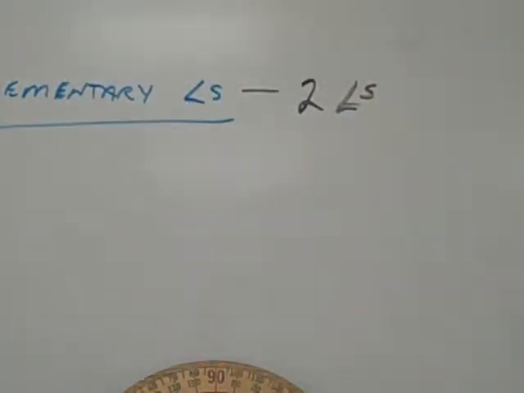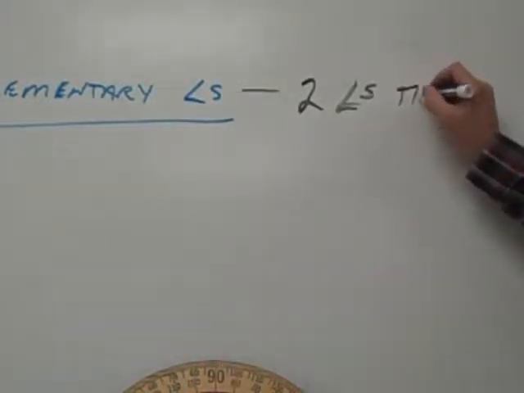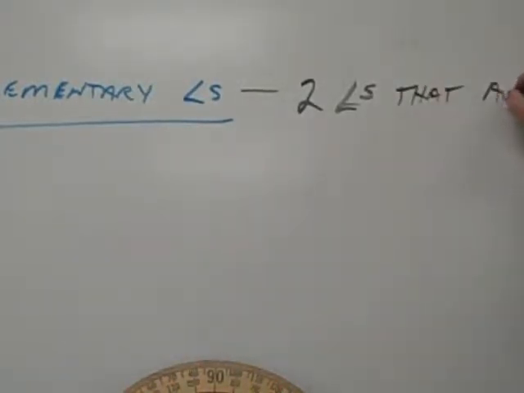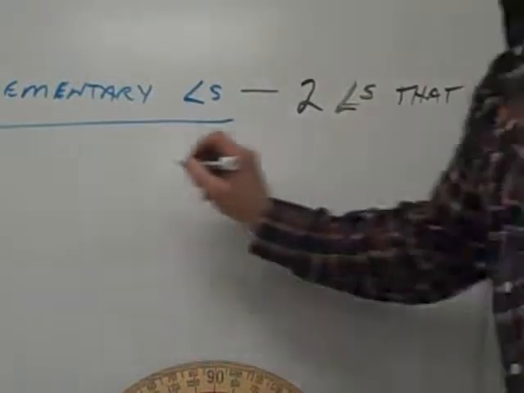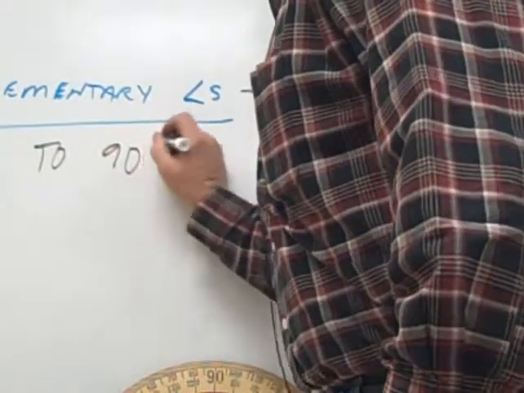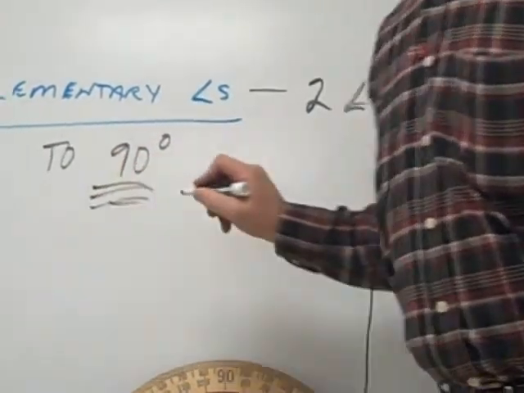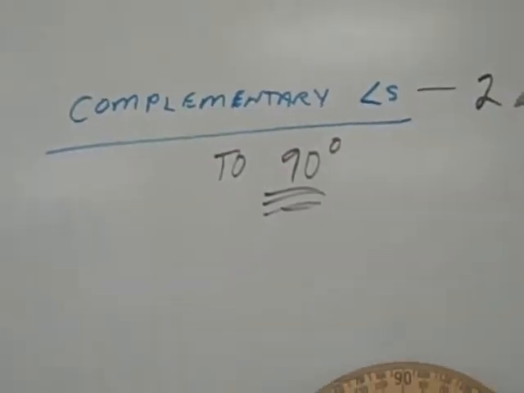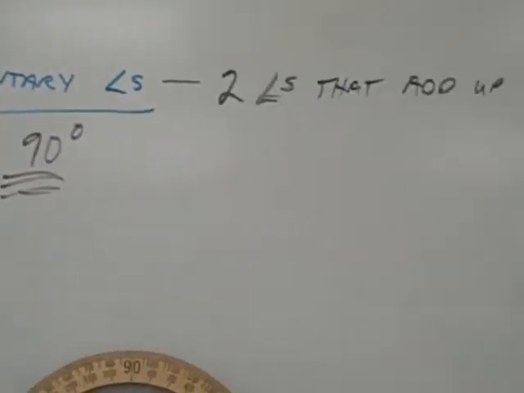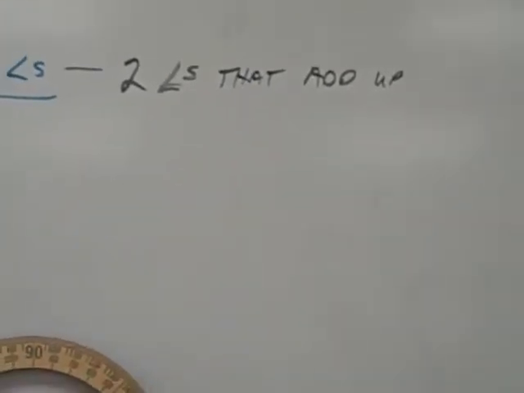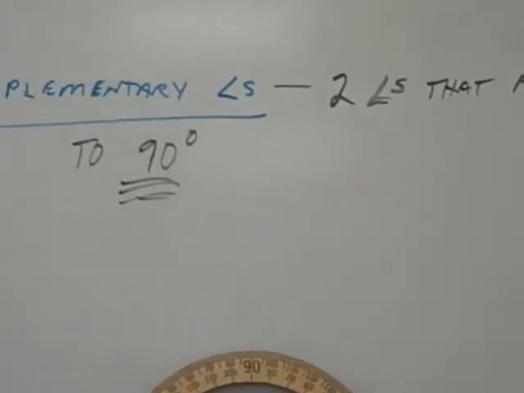Angles. How many angles do we have? Two. We got two angles that add up to 90 degrees every time. They're not complementary if they don't add up to 90. They must add up to 90.